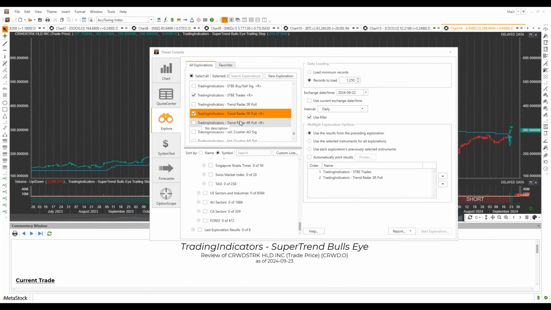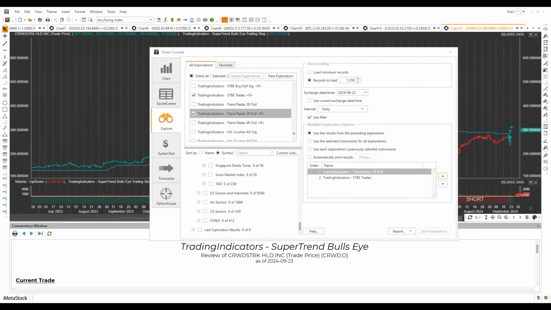Perfect. So two different explorations are selected. And now this is where the rubber hits the road. I'm going to combine these two explorations, I believe something, once again, which is completely unique to MetaStock. I'm going to say, hey, let's scan first for symbols which currently have pullbacks, and then use the scan results of that scan and scan for SuperTrend Bull Eye trades. So the results are linked together.